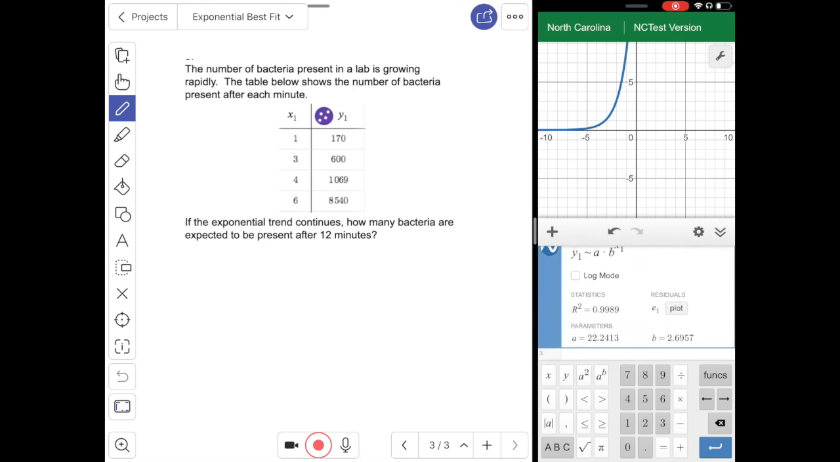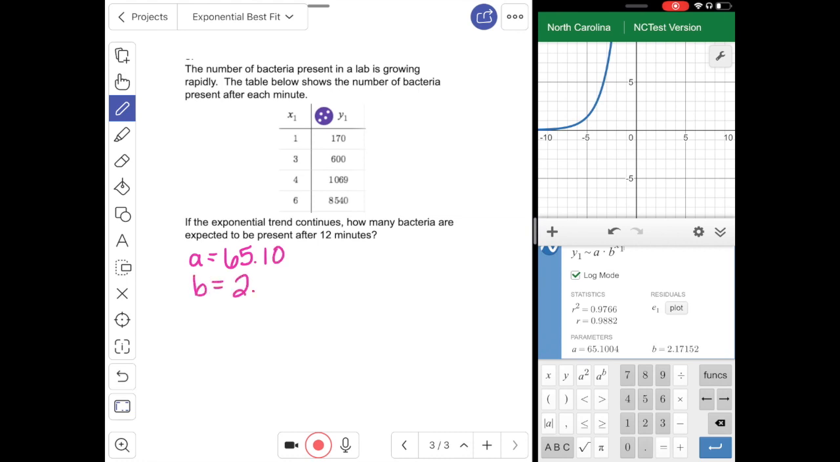Now, if you did not click log mode, make sure you click log mode, because that will change your values for you. So I have my a value is 65.102.10, and my b value is 2.172. And again, I like to use 3 decimal places when those decimal places are available.